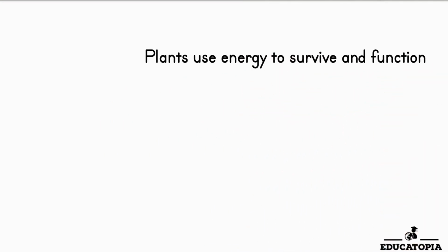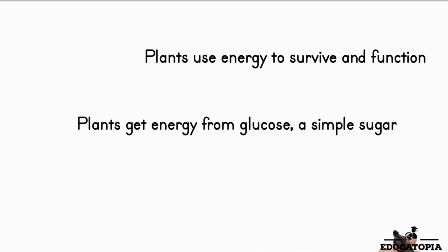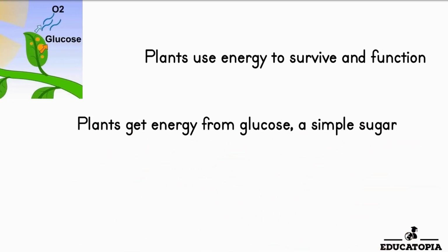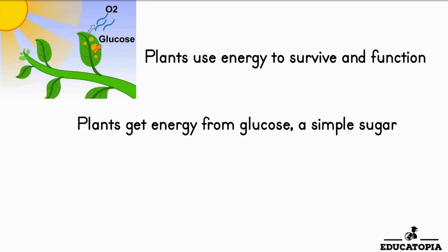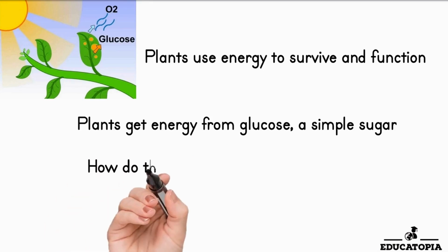Plants, just like us, need energy to survive and carry out their daily activities. But where do they get this energy from? Well, it all begins with glucose. Glucose is a simple sugar and it acts as the primary source of energy for plants. But how do they produce it?